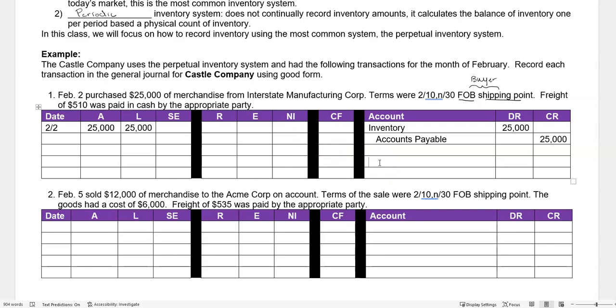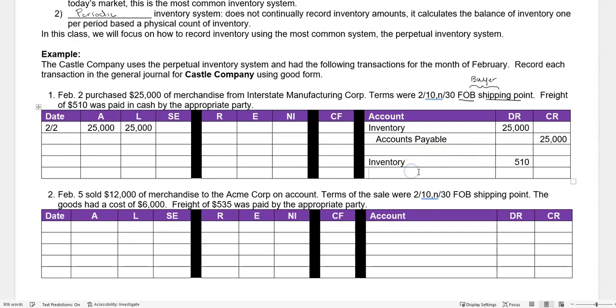Now, where do we put that? Well, remember, when we record an asset, we do have to record it at everything that it costs to get it ready. So in other words, can you buy this inventory without paying shipping? In this case, you cannot. So that actually goes into the cost of our inventory.